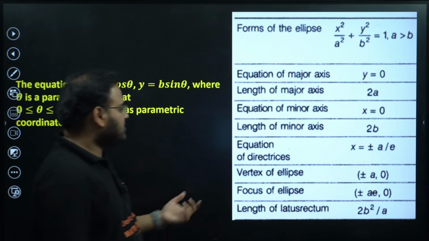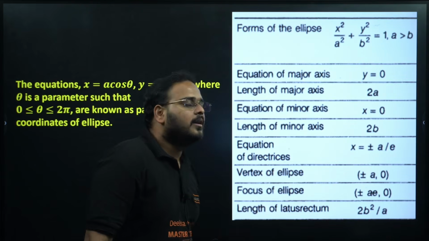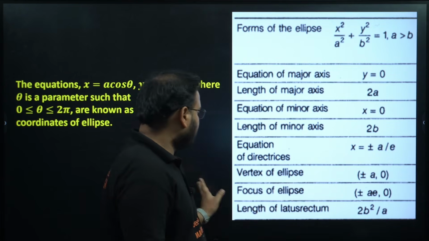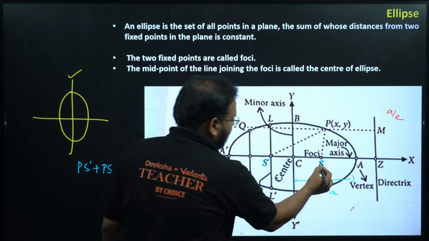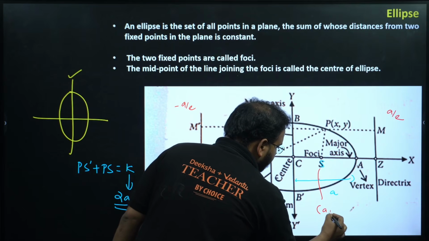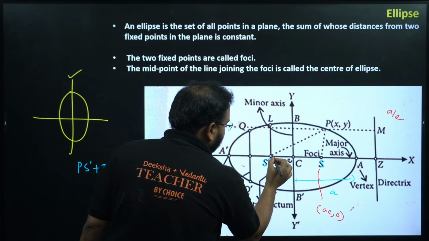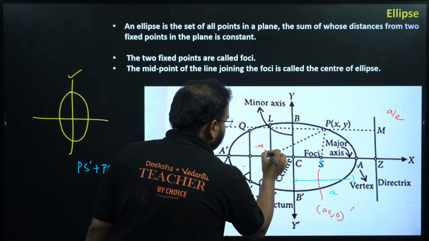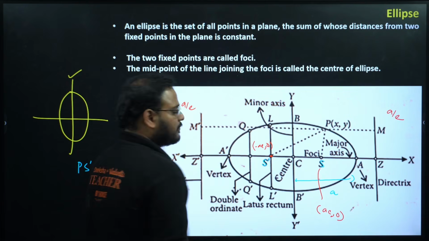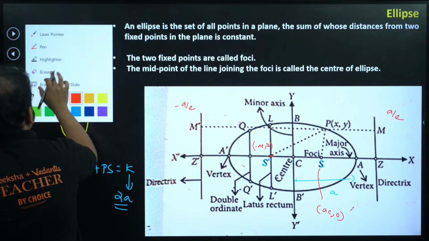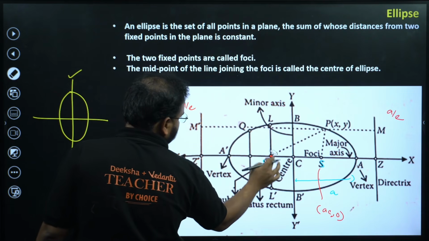There are many formulas. Vertex of the ellipse, again I explained to you already: the two endpoints on the major axis. Focus of the ellipse, AE, 0. This point S has the coordinate AE, 0, and this S dash has the coordinate minus AE, 0. Okay, got it? That's not visible, so let's just erase that. Why have the confusion?